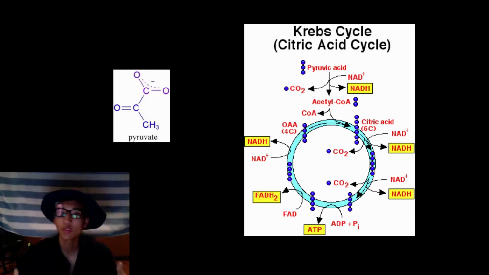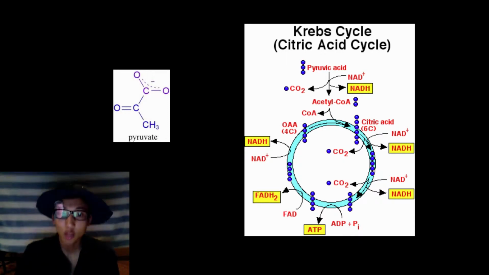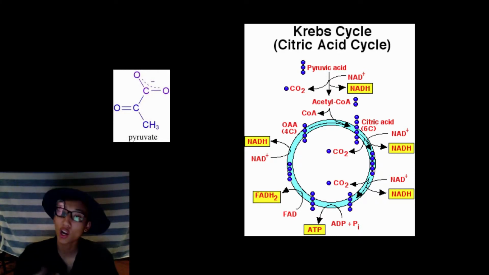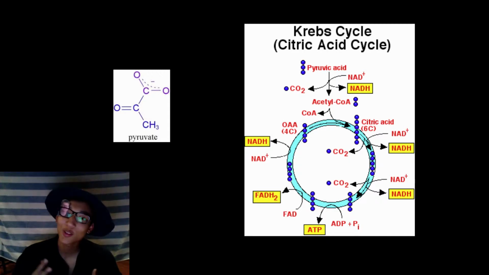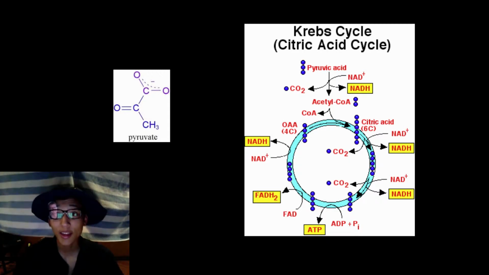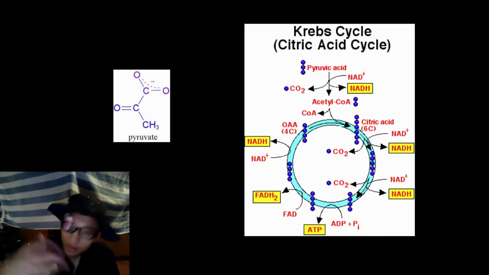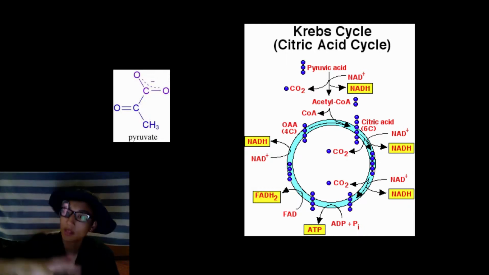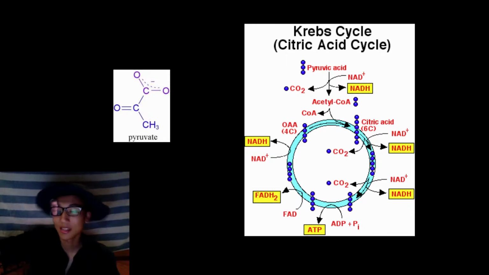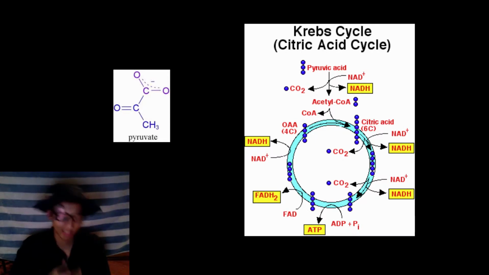If you just need to know the basics, as I said before, it starts with 2 pyruvates. When one pyruvate enters, it reacts with oxaloacetic acid, and that will create citric acid, hence the name citric acid cycle. And so that's what starts the whole process. The citric acid enters, it's a 6 carbon acid, and it just starts the whole process of creating NADH, FADH, and ATP.